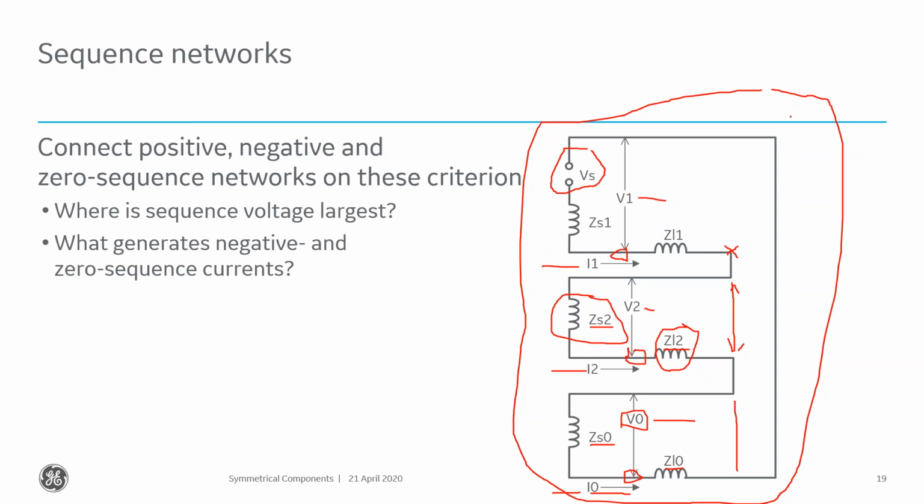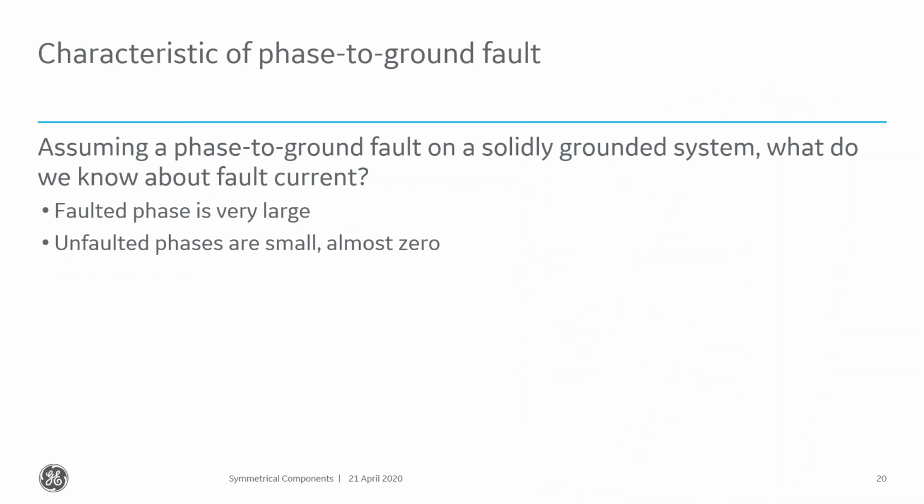All right. So let's talk about different fault types. I said that the network I showed a few minutes ago was for a phase to ground fault. So let's talk about how I know that, or how I derive that. In reality, I got that out of the book, but we can derive it. What we know about a phase to ground fault is that the fault current on the faulted phase is very large. The unfaulted phases are small or almost zero, especially compared to the faulted phase.